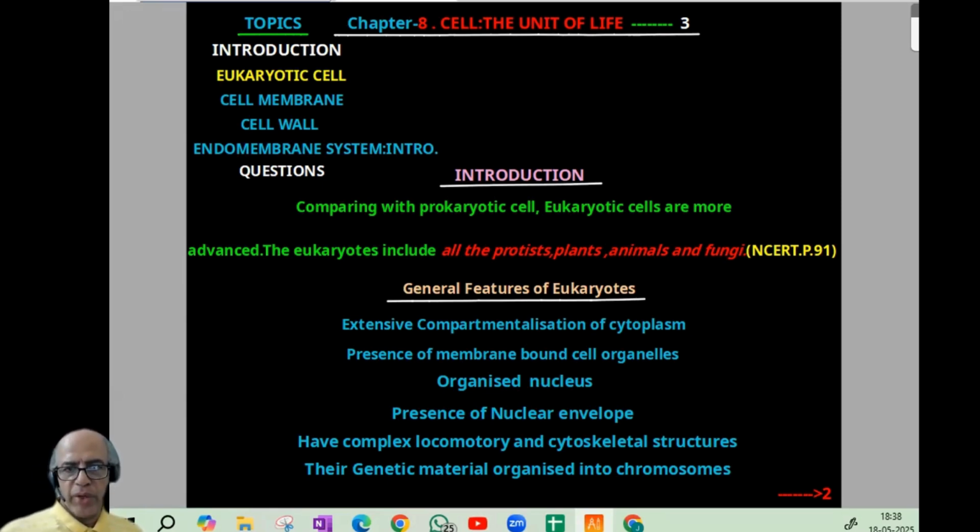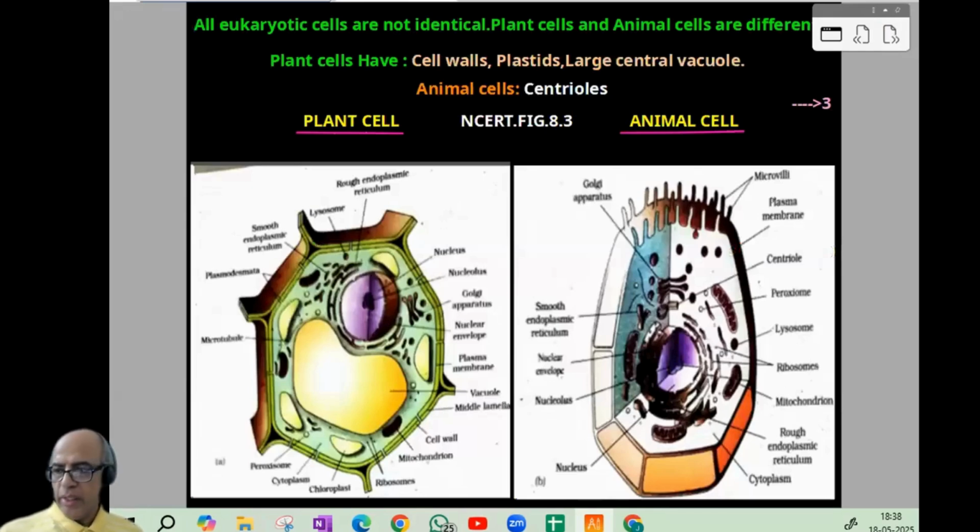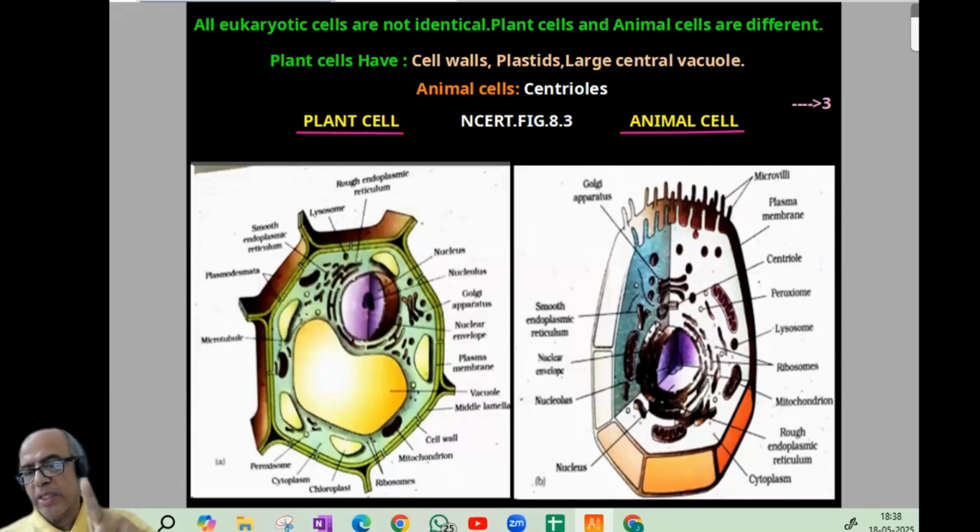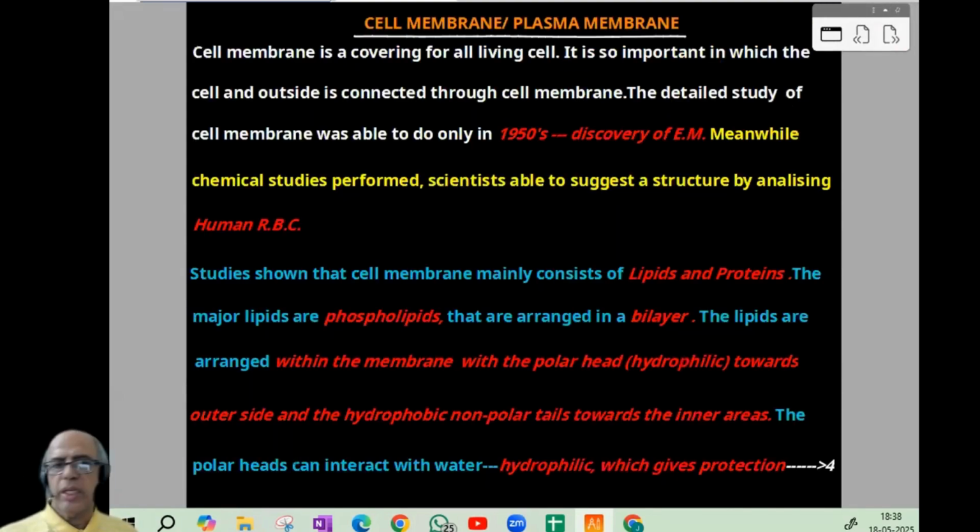Introduction: comparing with the prokaryotic cell, what are the features of the eukaryotic cell, and what organisms have eukaryotic nature, connected with NCERT page number 91. Then general characters of eukaryotes, theory question. After that, all eukaryotes are not identical. Plant cells and animal cells are different. Now, what things plant cells possess, what things animal cells possess, and the NCERT diagram of the plant cell and animal cell. Then we entered into the famous structure, the cell membrane, because it is seen in all living cells. Up to the 1950s, we had no much idea about the cell membrane.